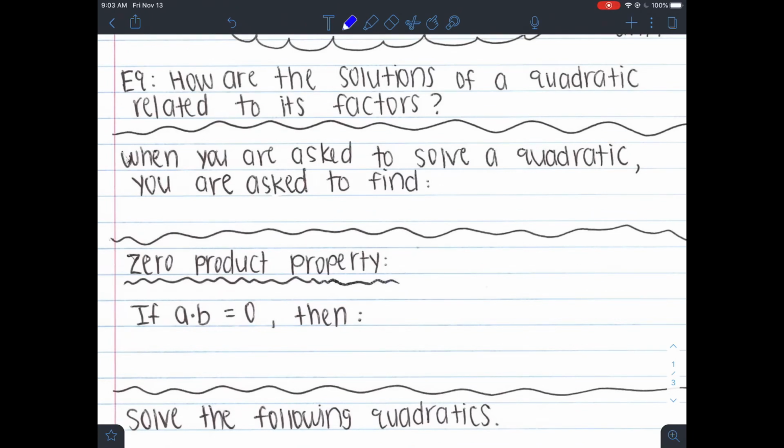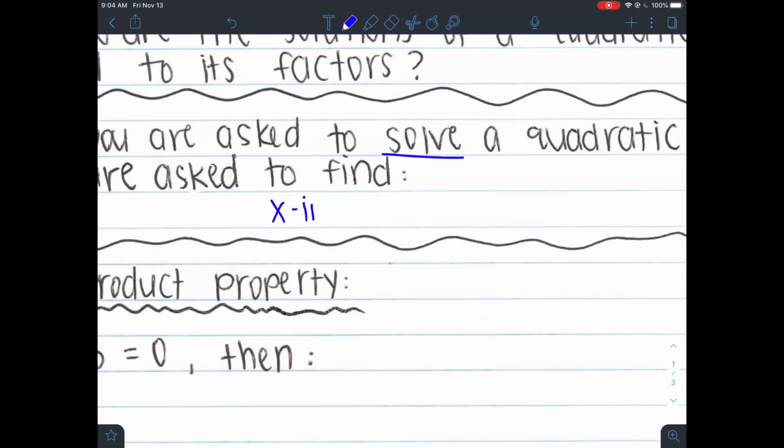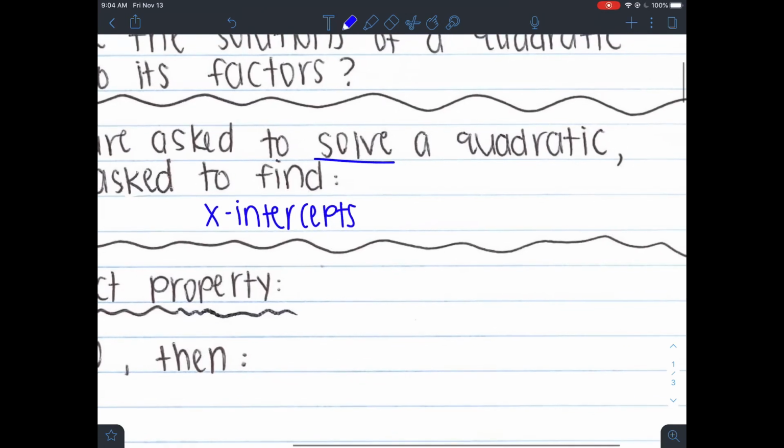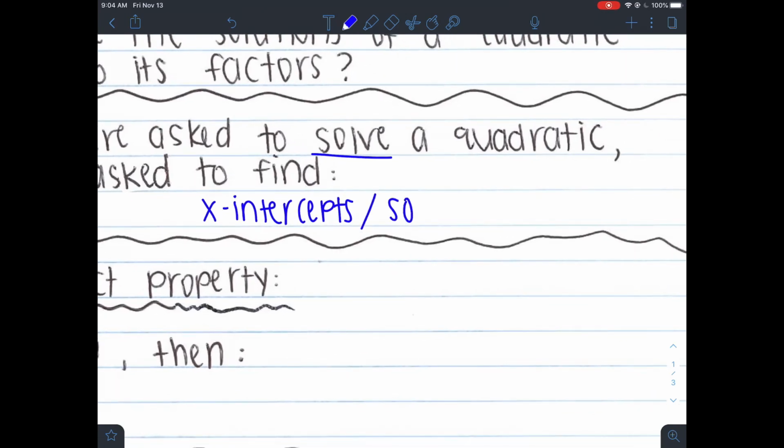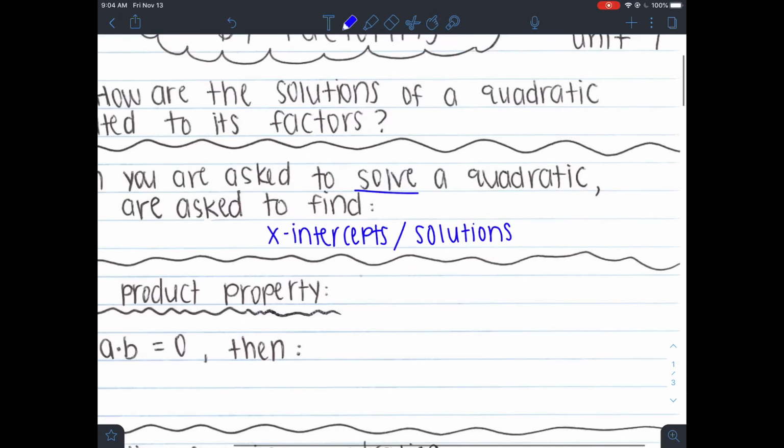When you're asked to solve a quadratic, you are asked to basically find the x-intercepts. When you're asked to find the solutions to a quadratic, you're asked to find the x-intercepts, or in other words, solutions. Remember, the other words for x-intercepts for a quadratic are roots, zeros, and solutions. So when you're asked to solve something, you're usually asked to find the solution. Well, what's the solution of a quadratic? That's its x-intercept. So if they're asking you to solve something, you're solving for the x-intercepts here.